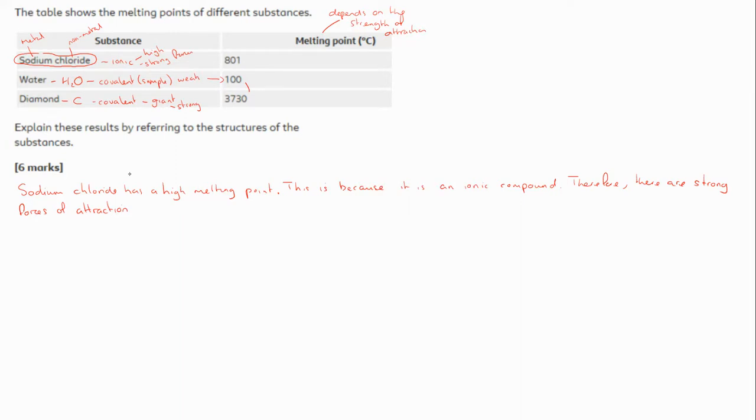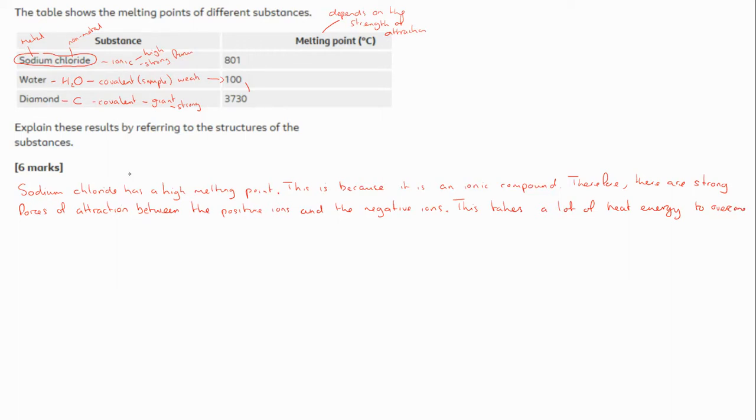Therefore, there are strong forces of attraction between the positive ions and the negative ions. And because we've got a strong attraction, you're going to need to put lots of heat energy in to overcome it. So this takes a lot of energy, a lot of heat energy, to overcome. Right, so that's the first one.